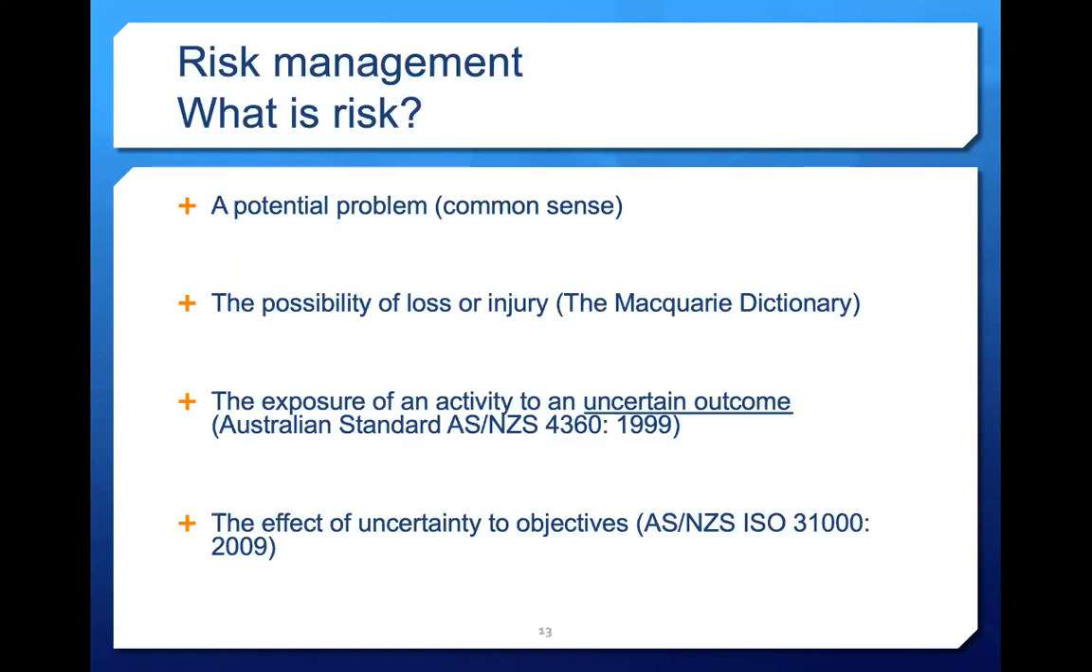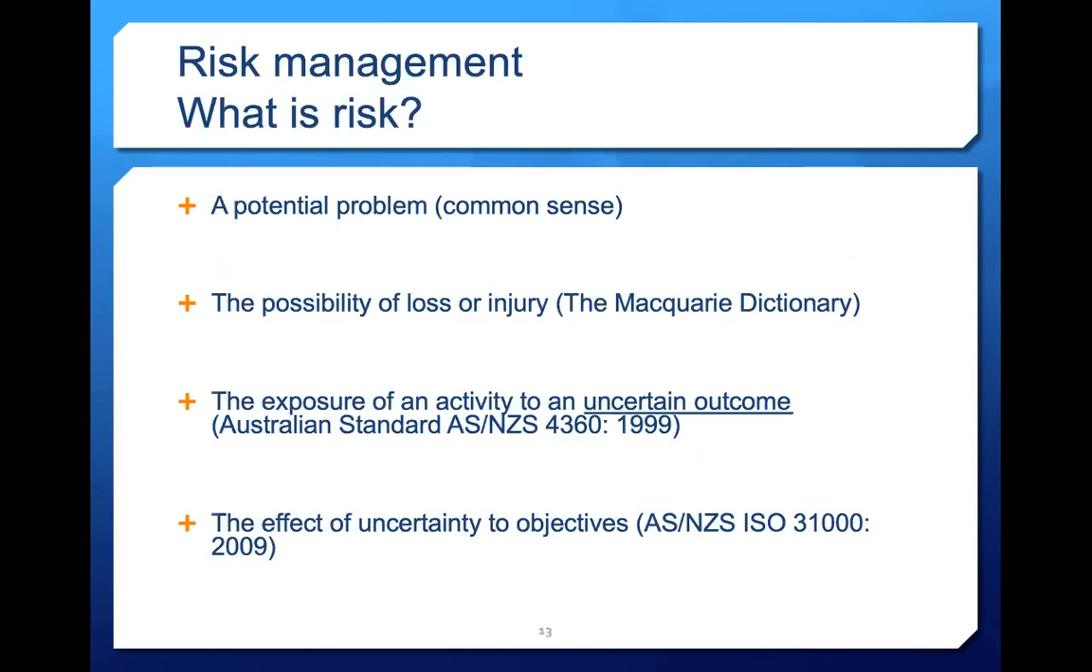Now let's step back a little bit. What is risk? Well, common sense, risk is a potential problem. If you look at the Macquarie Dictionary, for instance, it is the possibility of loss or injury. It was defined by the Australian Standard, New Zealand Standard back in 1999 as the exposure of an activity to an uncertain outcome. That was developed when it comes to risk management.